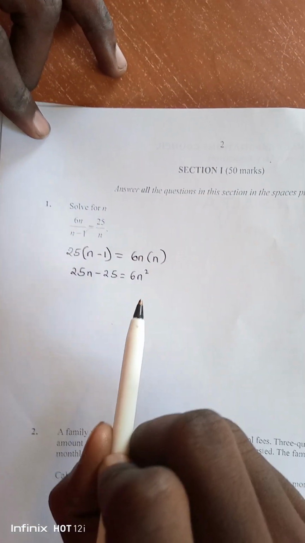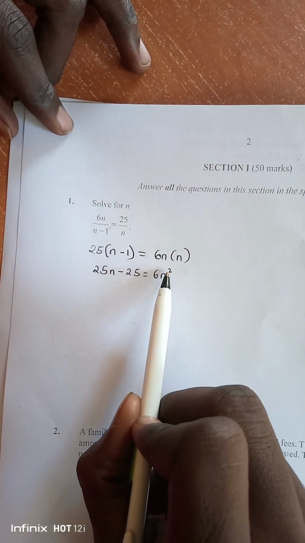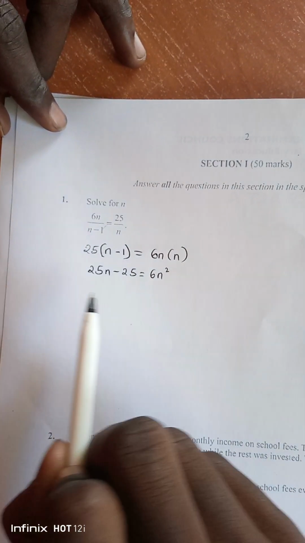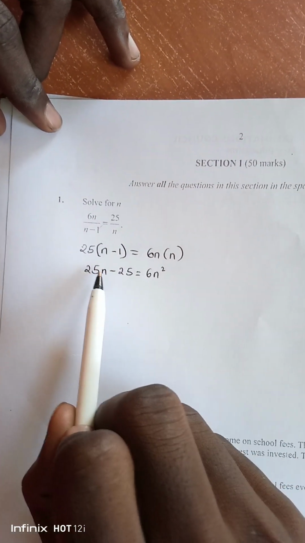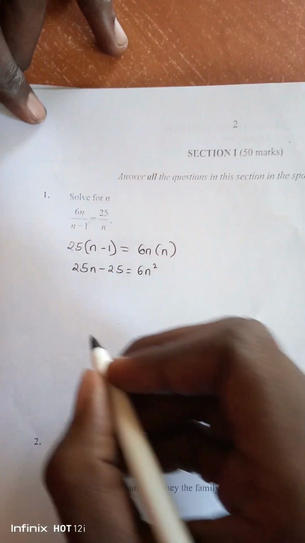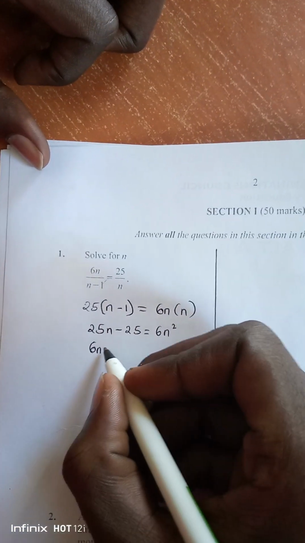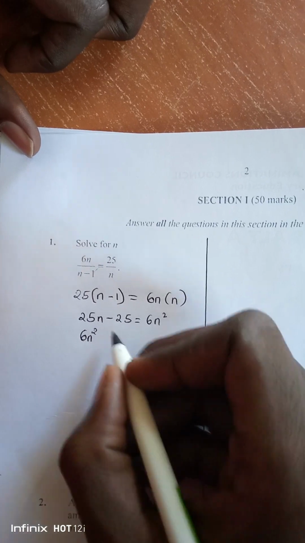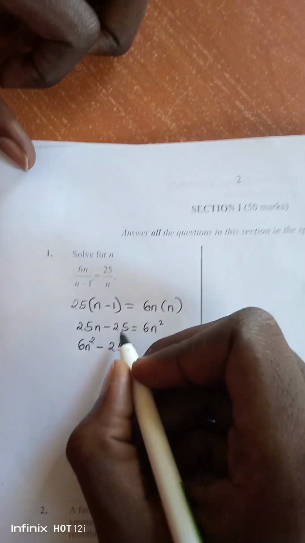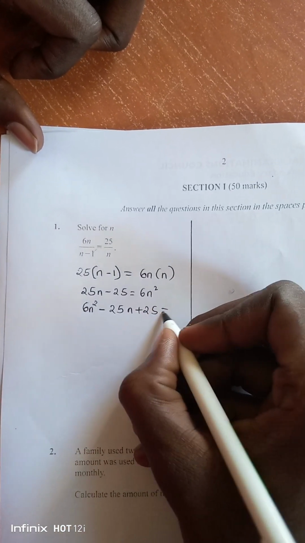Tukiangalia in our equation here, this equation can bring us to a quadratic sababu tuko na n iko na squared, n haina squared, alafu tuko na 25 hapa. So we have two coefficients, we have two unknowns. The unknown moja iko squared, so this one can give us quadratic. Tukirewrite into quadratic form, so hapa inakuwa 6n squared. Hii 25 ikija on the other side inakuwa minus 25n. Hii because hii ni minus kija huku inakuwa plus 25 equals to 0.